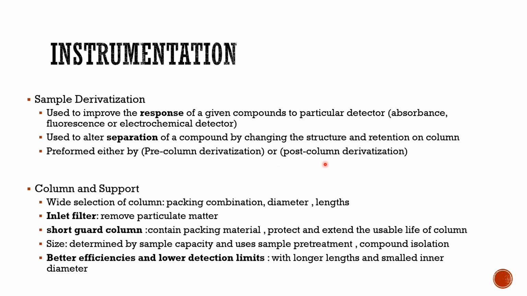The type of column and support is important. There is a wide selection of columns. There is the inlet filter, as we said, to remove the particulate matter. Sometimes they add a short guard column, a column before the main column that will contain packing material and protect the actual column and extend its life. The size is important, to have better efficiencies and lower detection limits. As we said before, a longer length and smaller inner diameter will give you better efficiency.